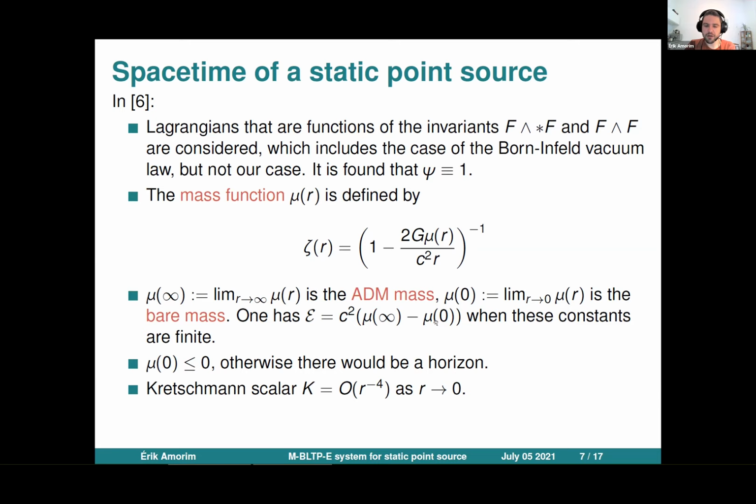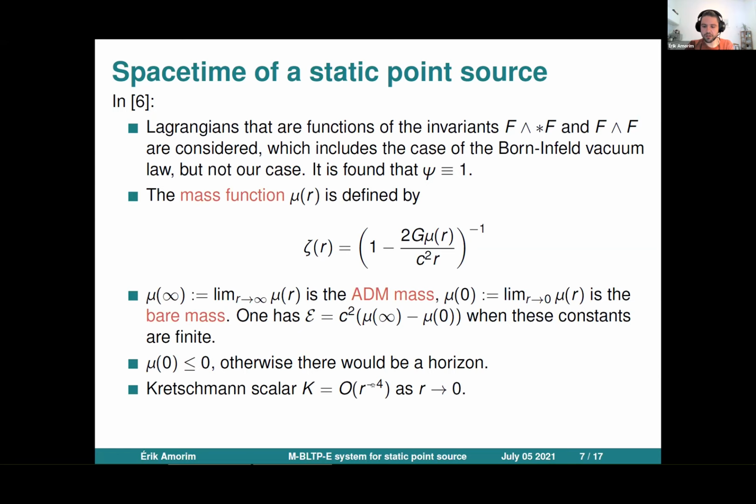It's saying that the total energy content of the space-time comes from the bare mass, the mass at the location of the particle, plus the energy of the field. And also you have to have non-positive bare mass, otherwise there would be a horizon in your space-time. It would not be modeling a particle as a naked singularity. And for these spacetimes, the Kretschmann scalar blows up, but more mildly, R to the minus 4.